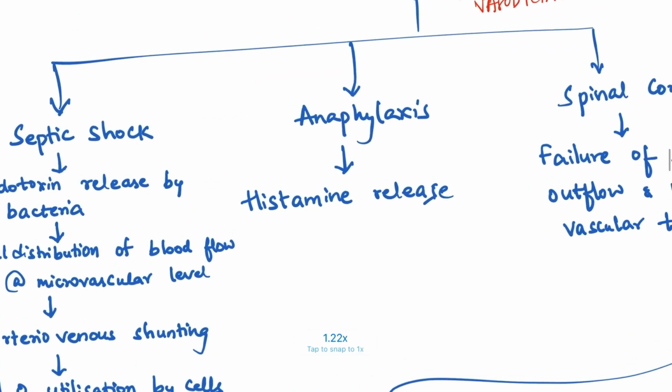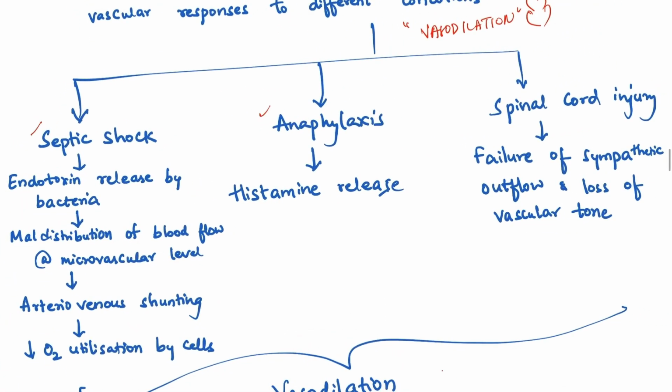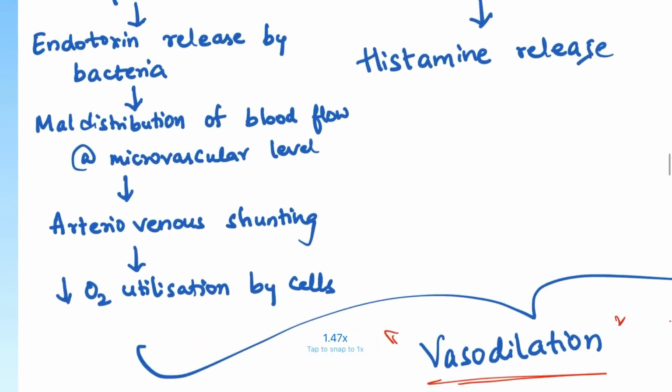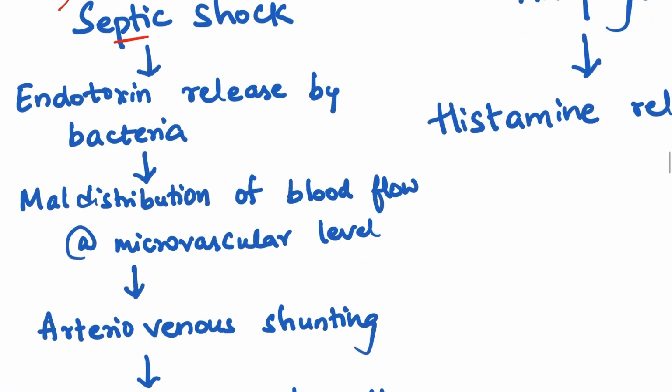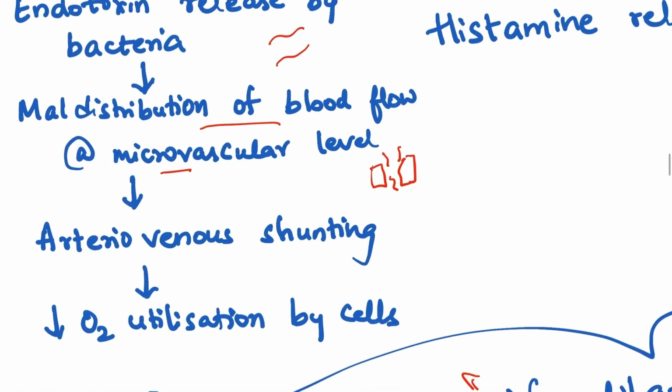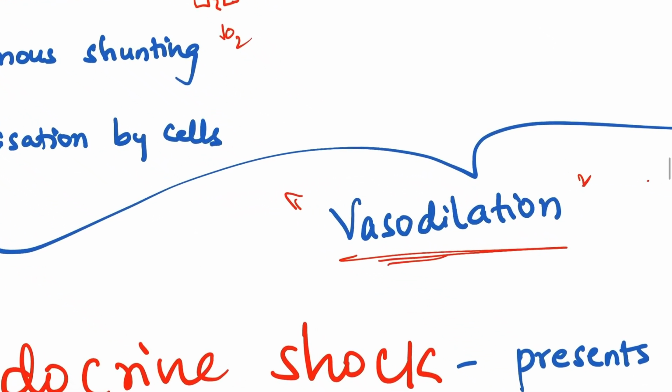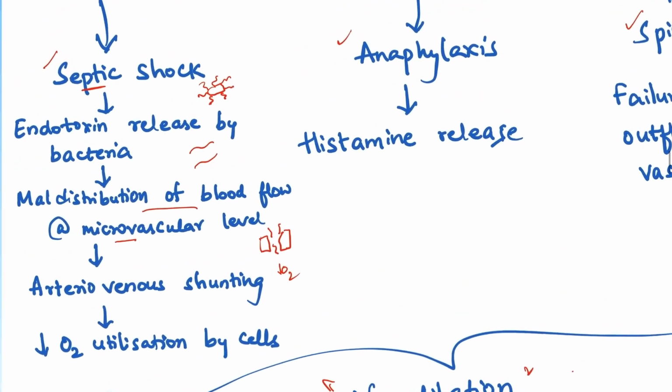The main causes include septic shock, anaphylactic shock and spinal cord injury, but the cause of vasodilation is different in different conditions. For example, in septic shock, how does sepsis occur? Due to bacteria releasing endotoxins into the bloodstream. This will cause maldistribution of blood flow at the microvascular level, leading to AV shunting as well as a decrease in O2 utilization by the cell. This causes the vasodilation in septic shock.